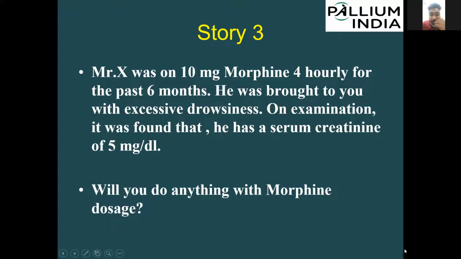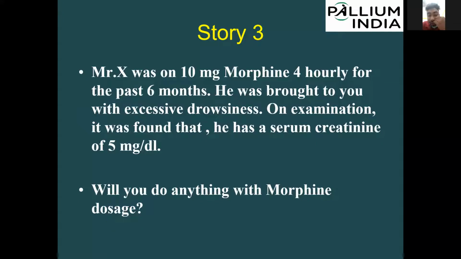Hello. Myself Bishojit. We got story 3. Mr. S was on 10 mg morphine 4th hourly for the past 6 months. He was brought to you with excessive drowsiness. On examination, it is found that he has a serum creatinine of 5 mg per dl. What will you do about the morphine doses?